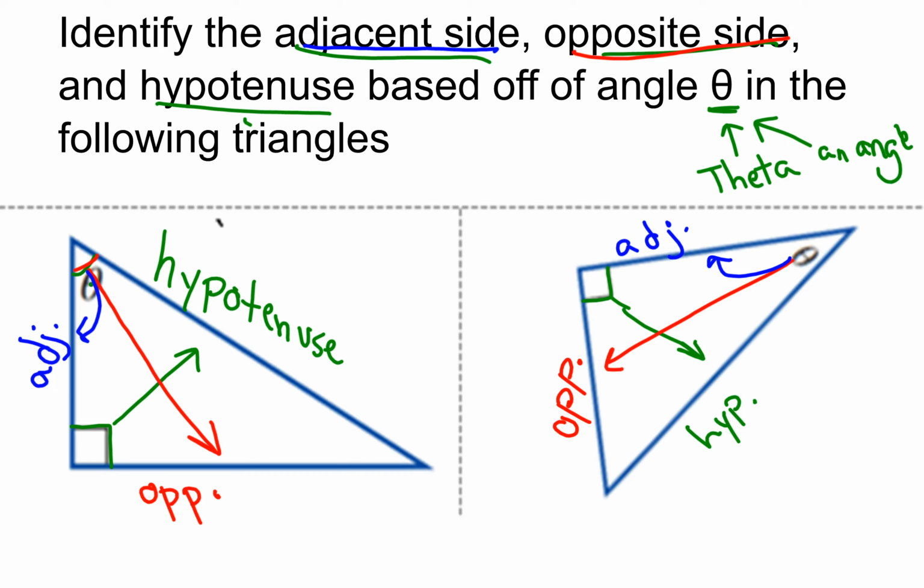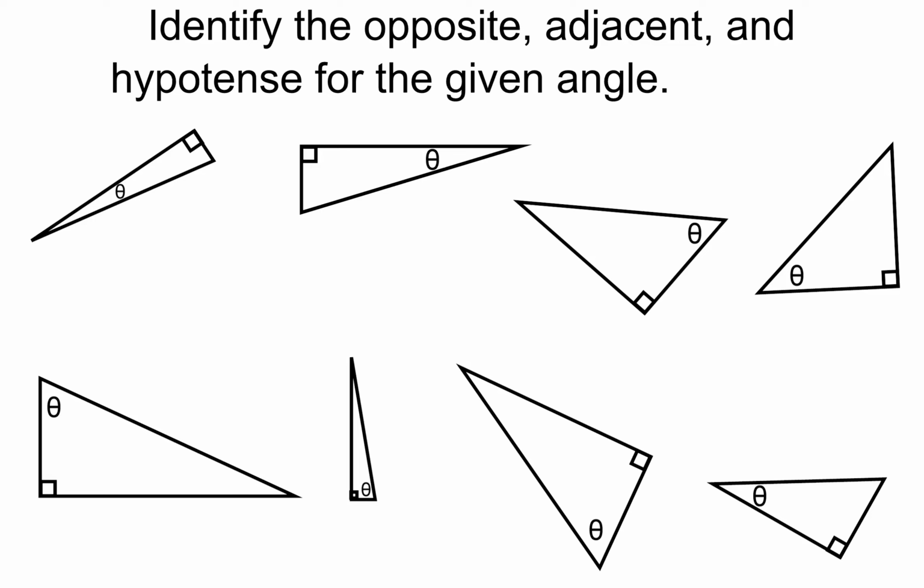So I want you guys to use these two as examples and try those next problems so they look like this. Try these problems, see if you can identify the opposite, adjacent, and hypotenuse based off of that given angle theta. Go ahead, take about 5 minutes to do this, pause the video, and come back and the answers will be up for you.